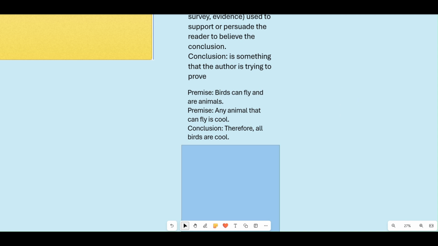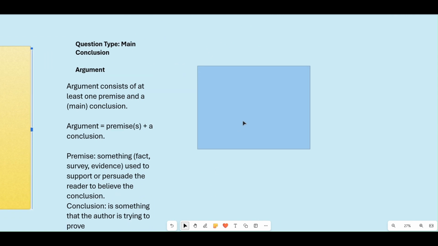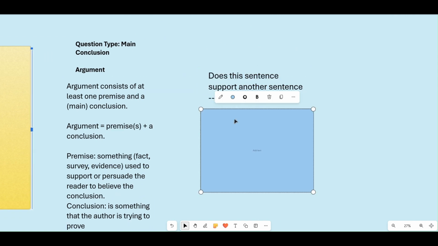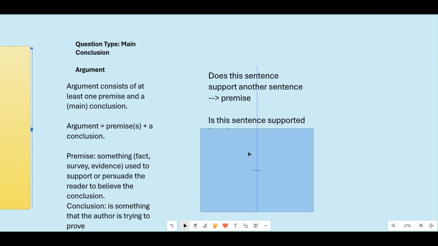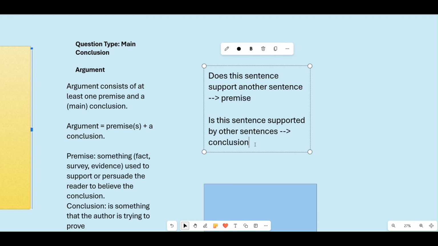And an easy way to really differentiate what are premises and what are conclusions of the argument is when you read the sentence, and you ask yourself at the end of the sentence, does this sentence support another sentence? In that case, it would be a premise. But if the sentence is supported by other sentences, then that makes a conclusion. Another way to identify premises and conclusions is to ask yourself simply why.